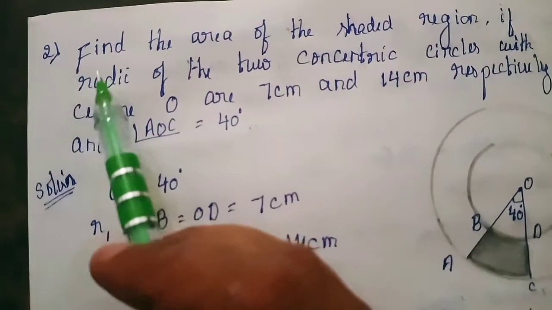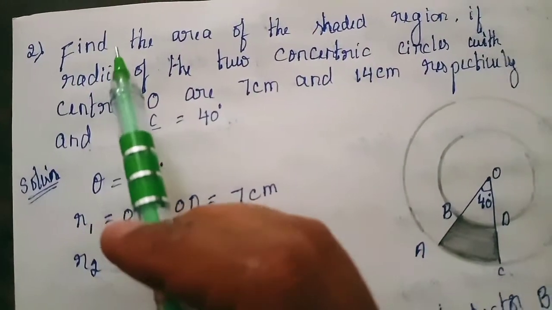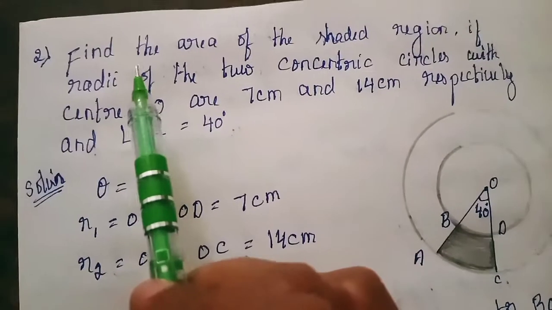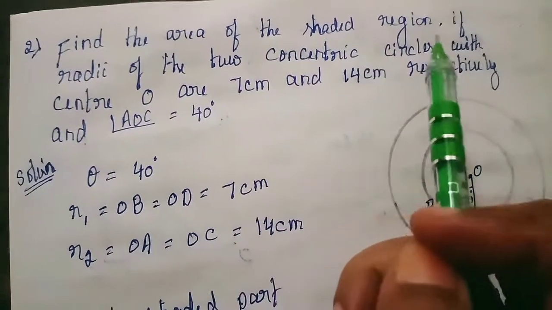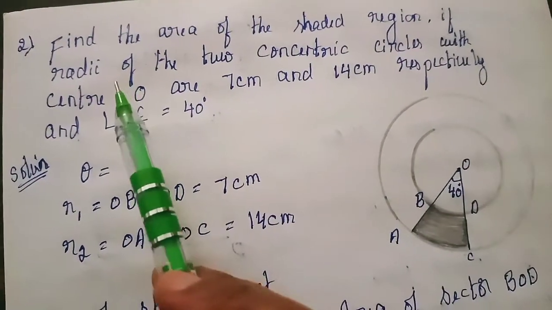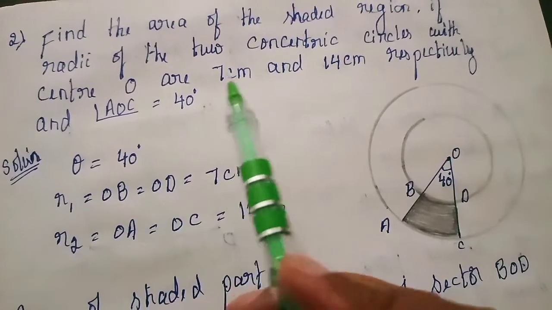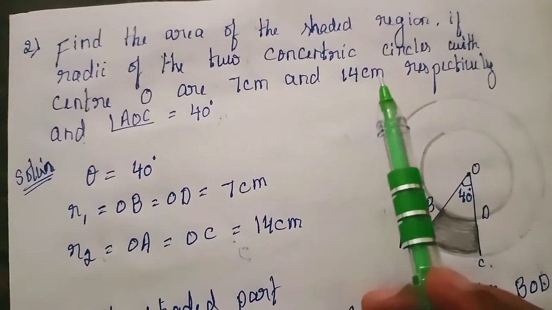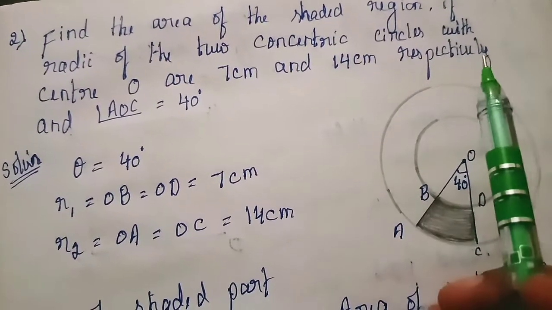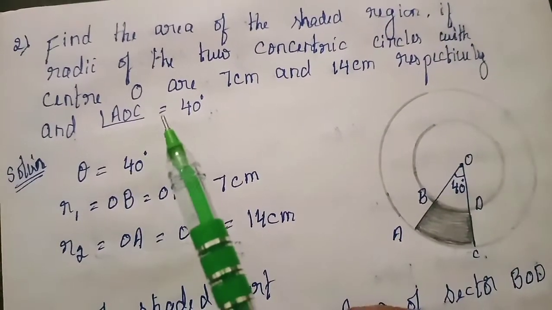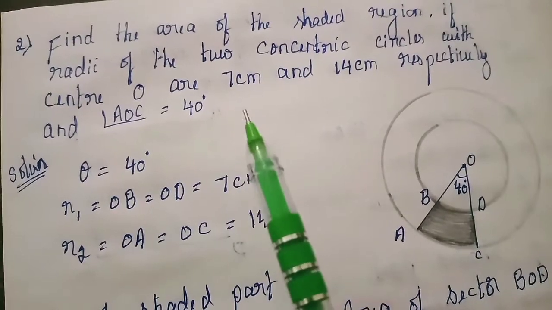Now let us try to understand question 2 from exercise 12.3. Find the area of the shaded region if the radii of the two concentric circles with center O are 7 cm and 14 cm respectively, and given angle AOC equals 40 degree.